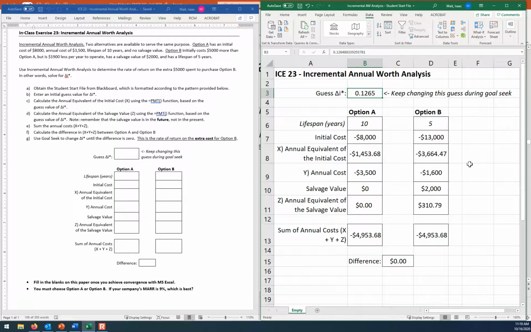At first, we don't know what the incremental rate of return is. And so we just have to start with a guess value. So I started with 1% as the guess value. So putting in the lifespan, that's pretty self-explanatory, but one thing I'll point out is that down at the bottom, we're going to find the combined annual cost. And so that means that we have, in this case, both costs and revenues.